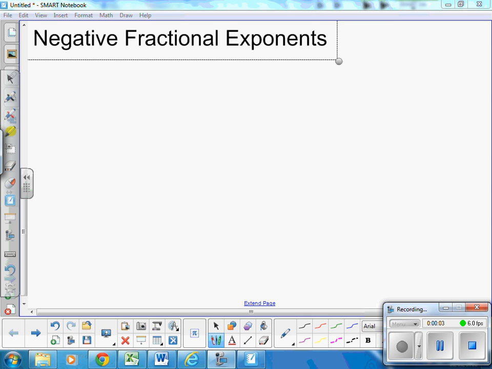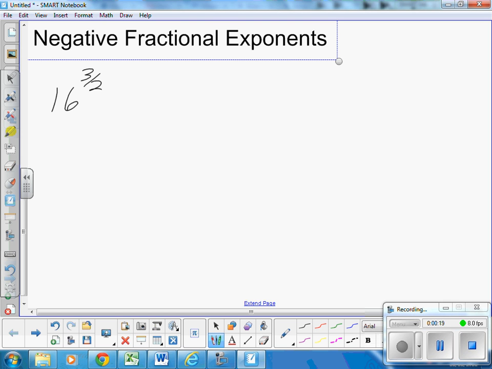All right, negative fractional exponents. Very similar to fractional exponents. In fact, we even already have had negative fractional exponents. But first of all, let's explain what this means. 16 to the 3 halves.